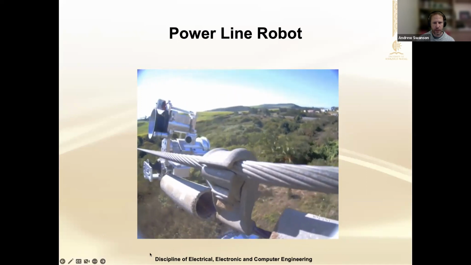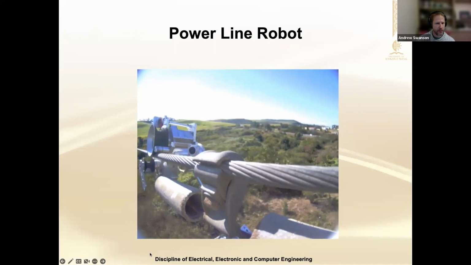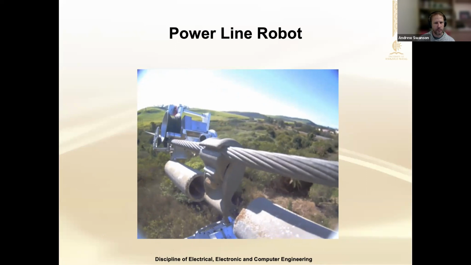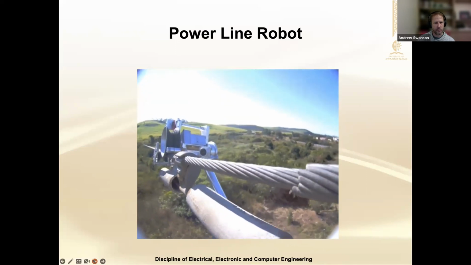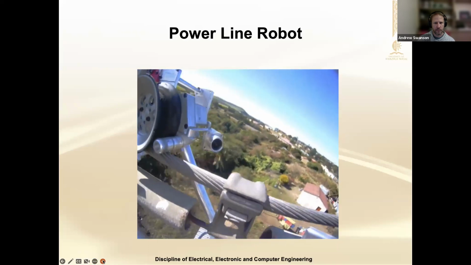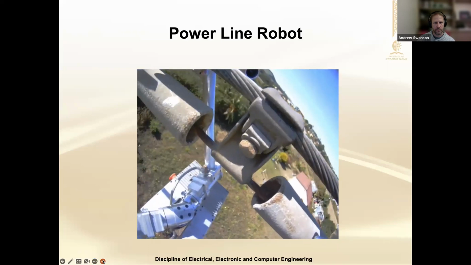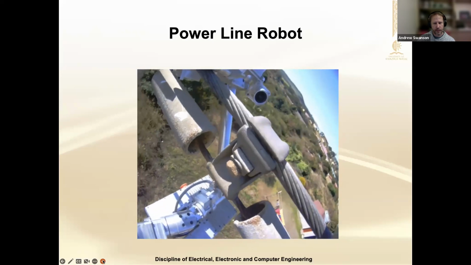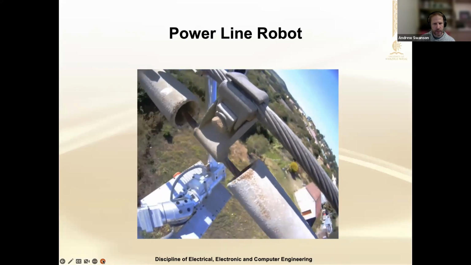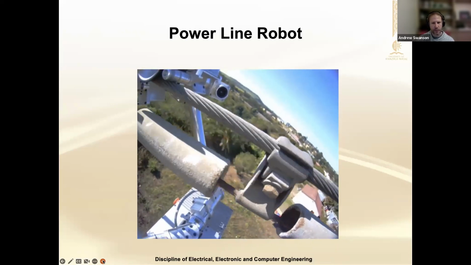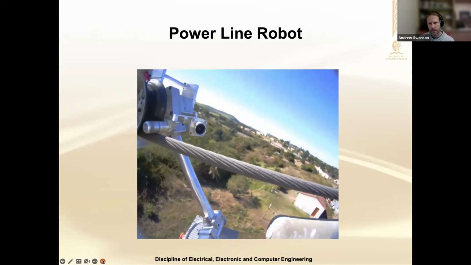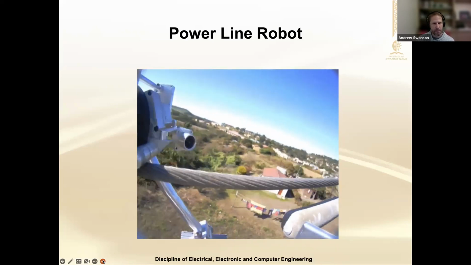I'll let it play a little bit more because this has got a similar video later that I want you to see. And there you can see the robot is getting quite close to that bolt. You can see a little bit of rust on that bolt. That's not what people want. If that falls off, the line could break, and that means that somebody's without power for a while.